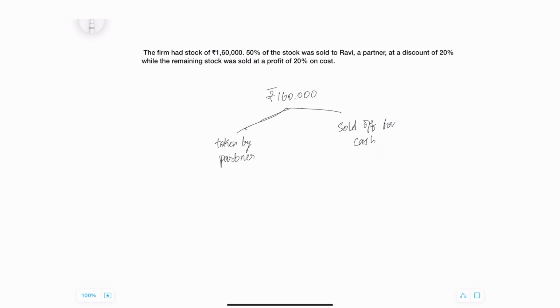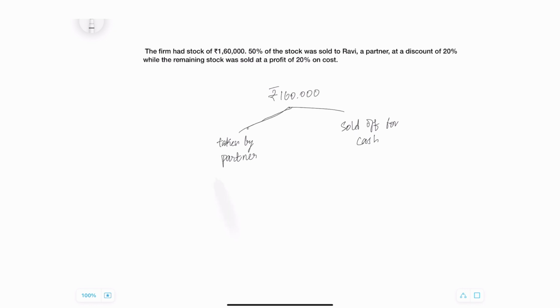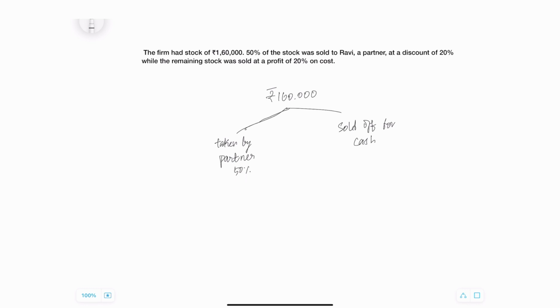How much is the book value taken by partner? How much book value of the stock has been sold off for cash? 50% exactly. Therefore, 50%, 50%. Book value worth ₹80,000 has been taken by partner. Book value worth ₹80,000 has been sold off for cash. Now you can simply apply whatever is given in the question. 50% worth ₹80,000 was taken by the partner.